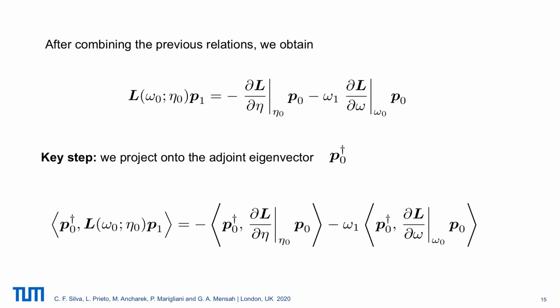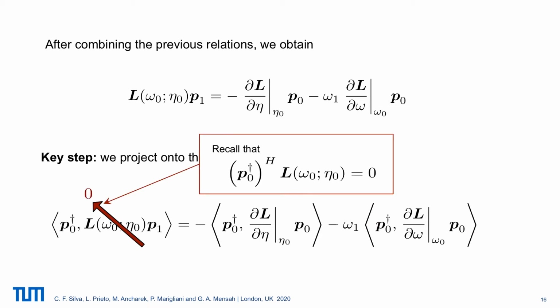After combining the previous relations, we obtain this expression. We want to have this, remember? But right now, this is kind of not possible. Then we add a very key, very important step, which is to project this equation onto the adjoint eigenvector here. So this is the representation of the inner product. And now, if we remember the definition of the adjoint eigenvalue problem, we can make this term vanish.